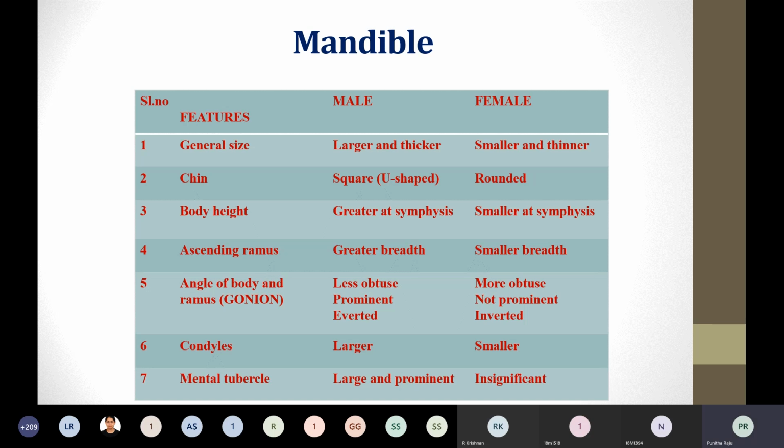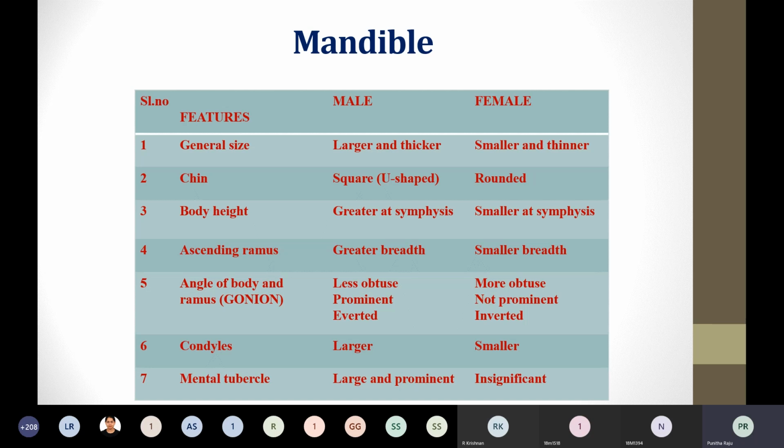And the next is the angle of the mandible with the ramus. It is also called gonion. It is less obtuse, prominent and everted in males, and it is more obtuse, less prominent and inverted in case of females. So normally the angle is everted in males and it is inverted in females.